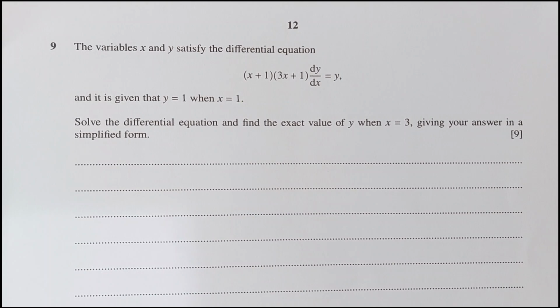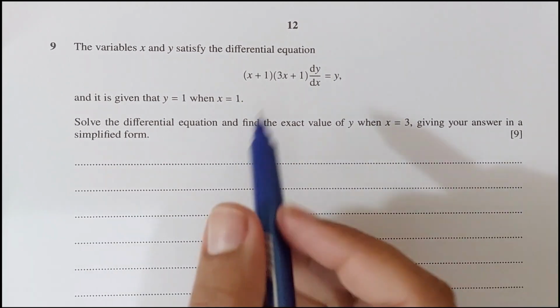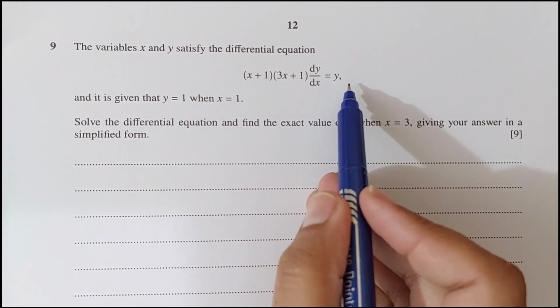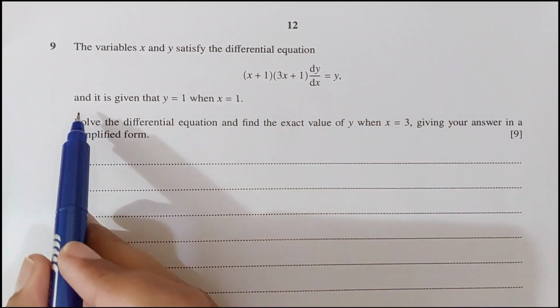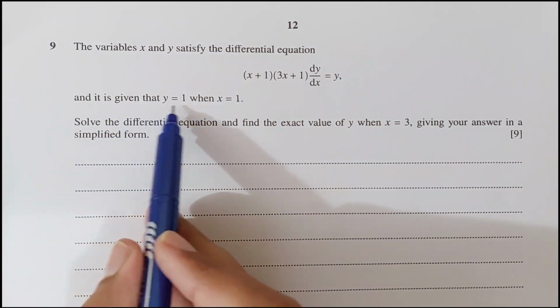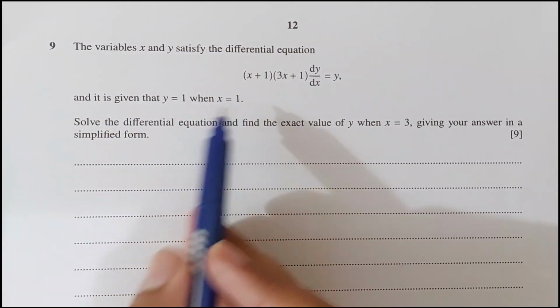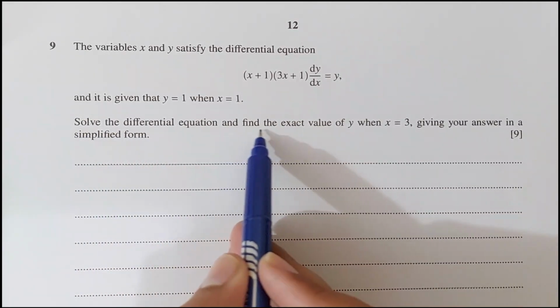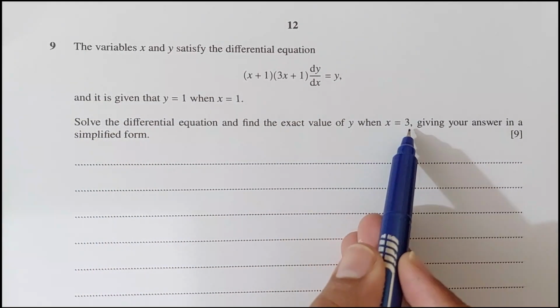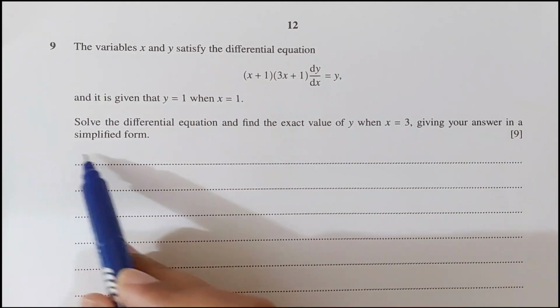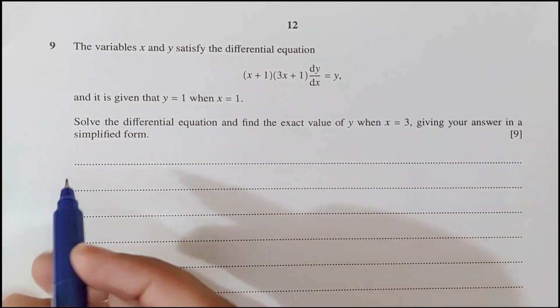Question number 9, the variables x and y satisfy a differential equation. This is a separable differential equation. And it is given that y is 1 when x is 1. Okay, solve the differential equation and find the exact value of y when x is equal to 3, giving your answer in the simplified form, right?